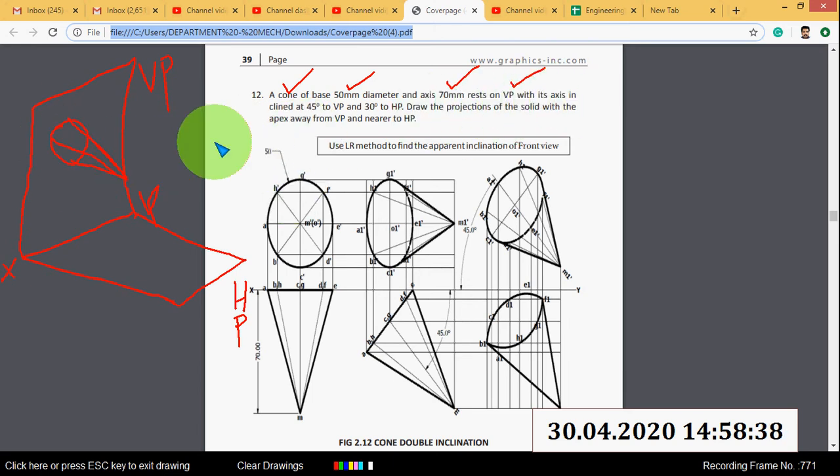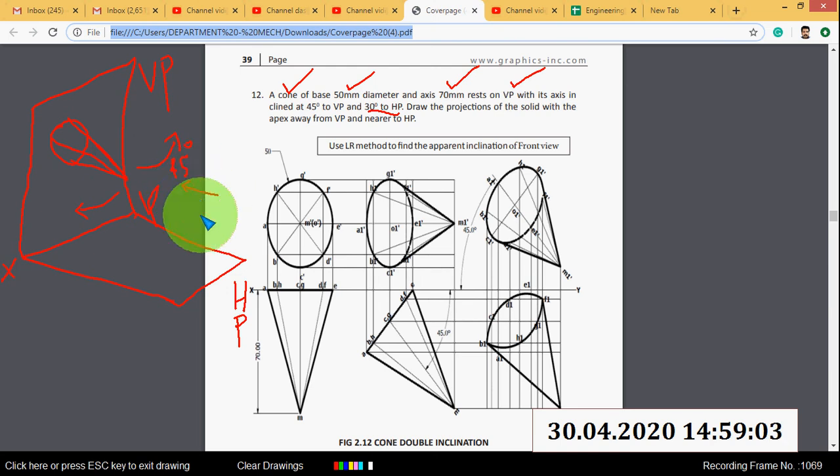With its axis inclined at 45 degrees to VP. Then you have to tilt this object to the right side or to the left side such that the VP inclination is 45 degrees to VP and the HP inclination is 30 degrees. So here the object is in VP and its axis is inclined at an angle of 45 degrees to VP and 30 degrees to HP.